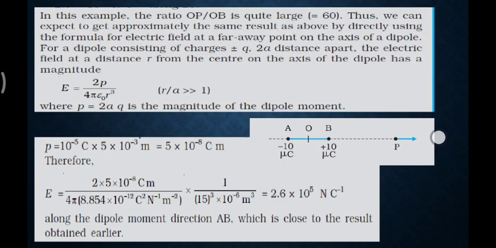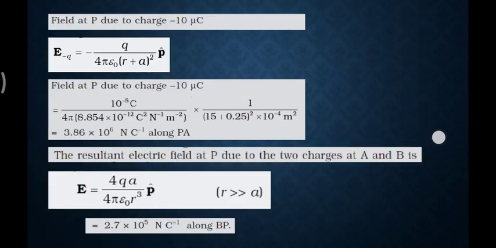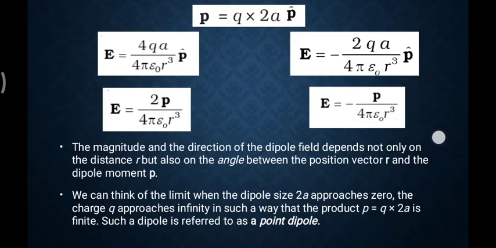Thus, we can expect to approximate the equations under this condition: R by A is much greater than 1. It is 60, so it is greater than 1. We can reduce R minus A and R plus A to just R, because A is very small, a few millimeters, and R is in centimeters, so we can neglect A. If we neglect A, our equation reduces to E = 2p upon 4 pi epsilon 0 r cube.